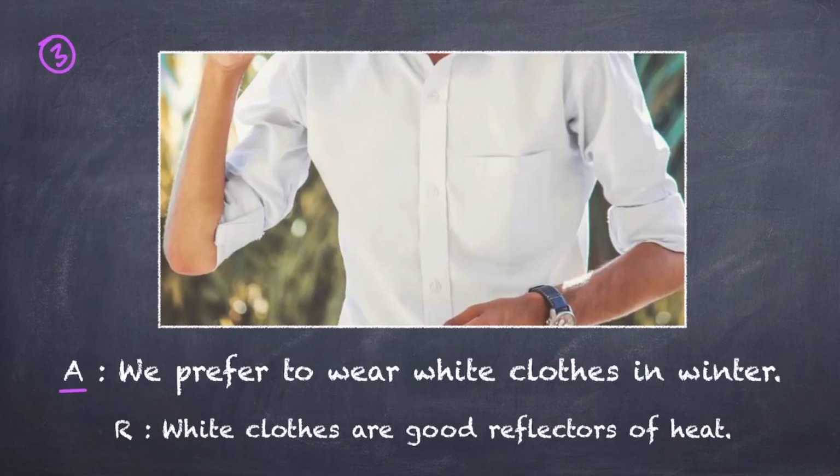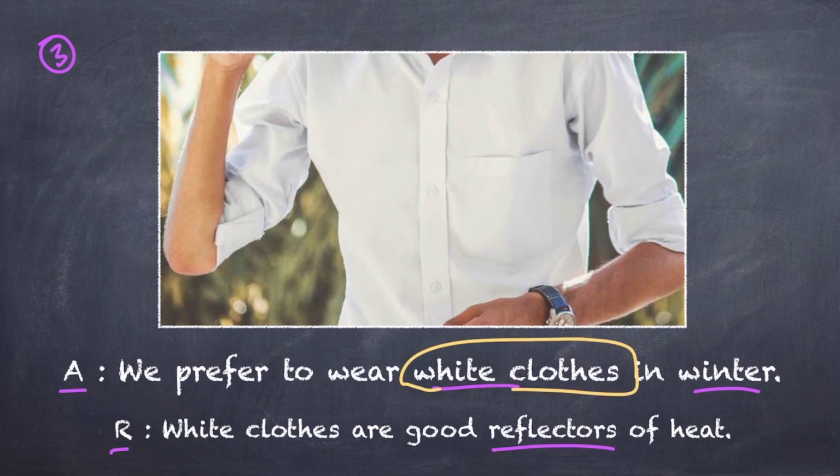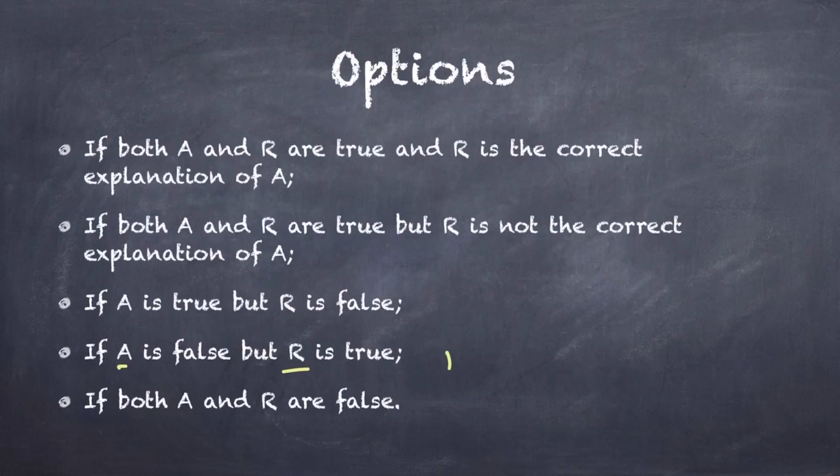The assertion is, we prefer to wear white clothes in winter. And the reason is, white clothes are good reflectors of heat. In a general perspective, people do not prefer white clothes in winter. In fact, they prefer wearing woolen or dark clothes which absorb the cold and keep them warm. And now let's look for the reason. White clothes are good reflectors of heat. And this is true. So the assertion is wrong and the reason is true. The option is D again.